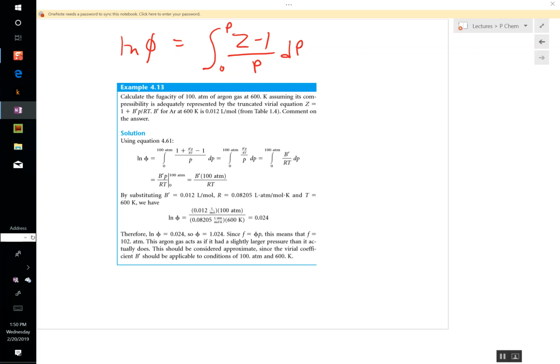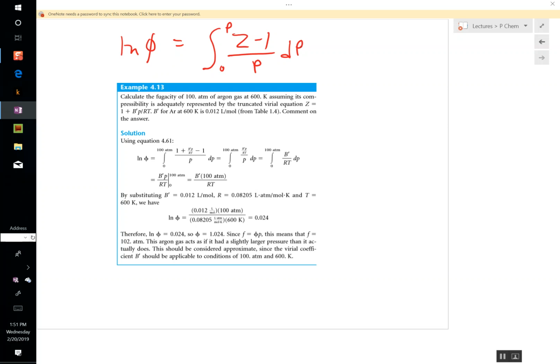Substitute all this into there. So remember, this log of the fugacity coefficient is equal to this. You get an answer of 0.024. You take the antilog of that. So ln of phi equals that. Phi equals that. Since fugacity equals phi times P, this means that the fugacity is 102 atmospheres. P is 100 atmospheres. So this times 100 gives you that, 102 atmospheres.